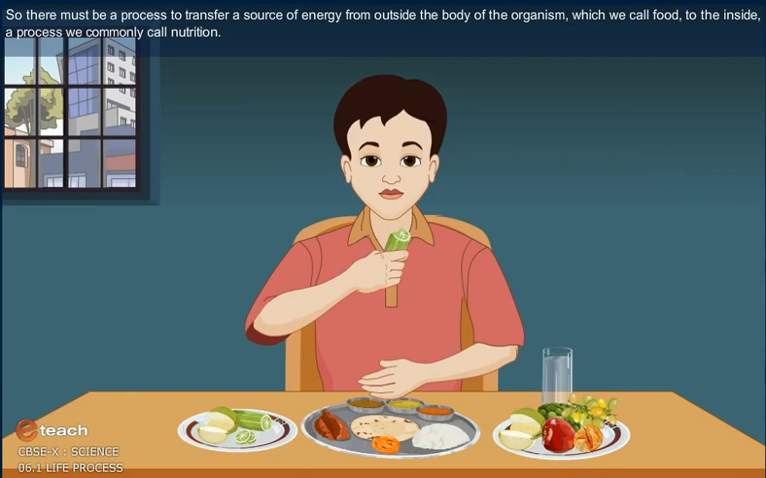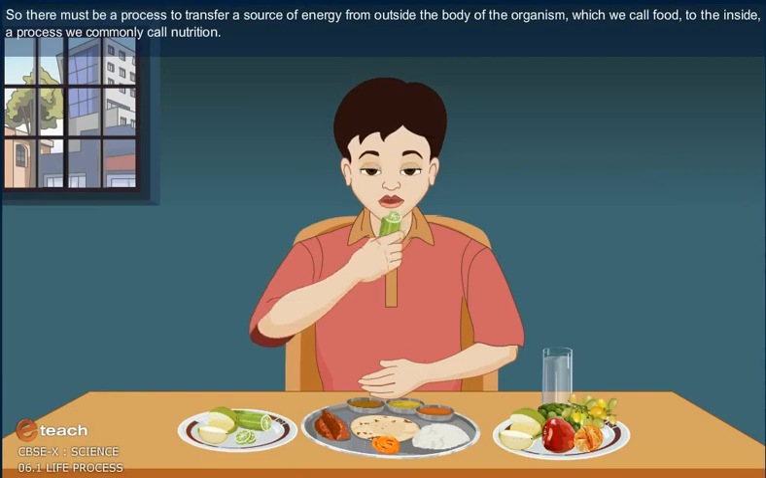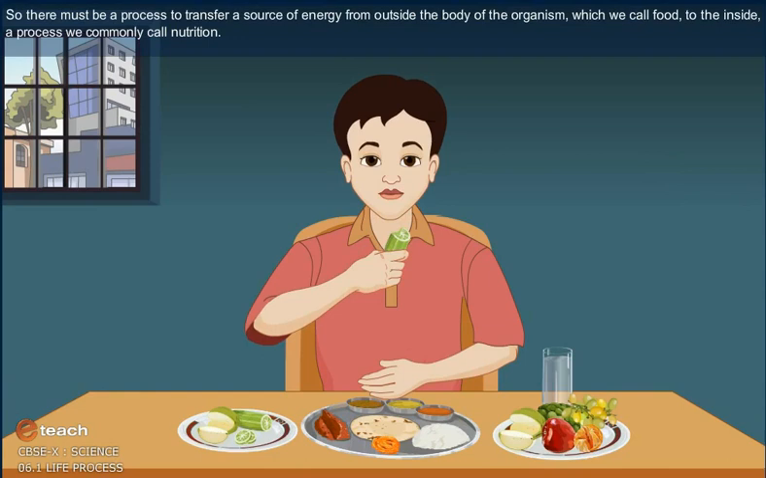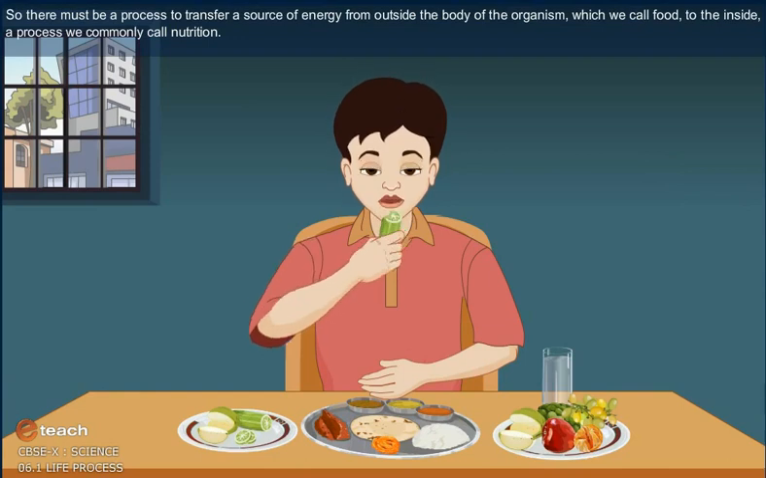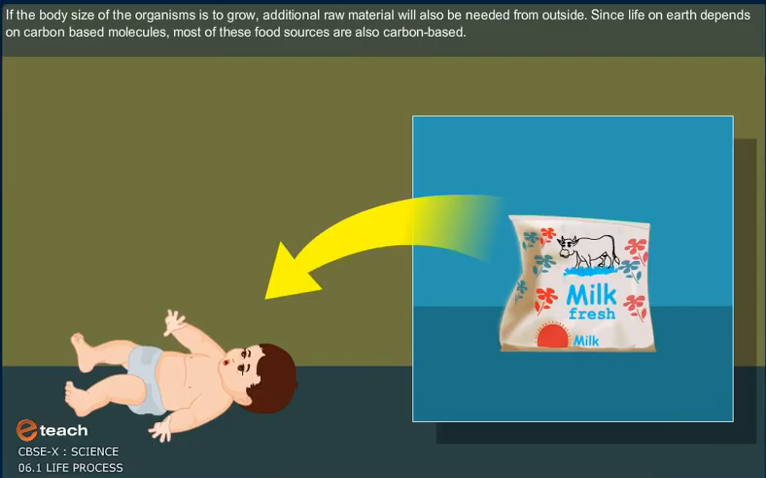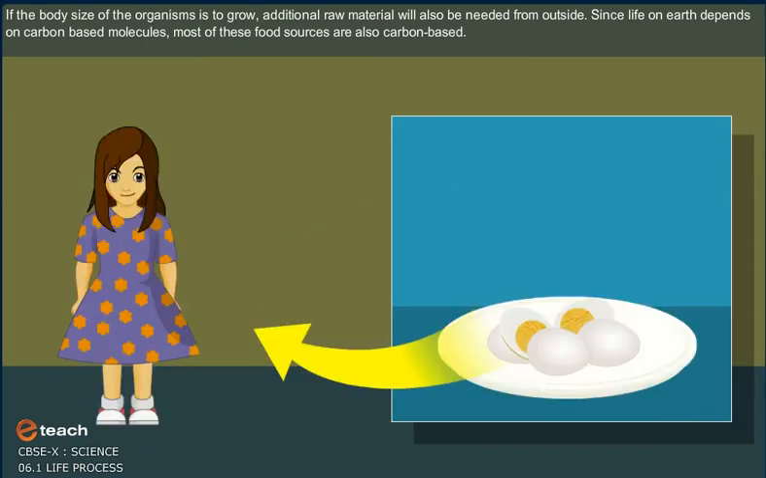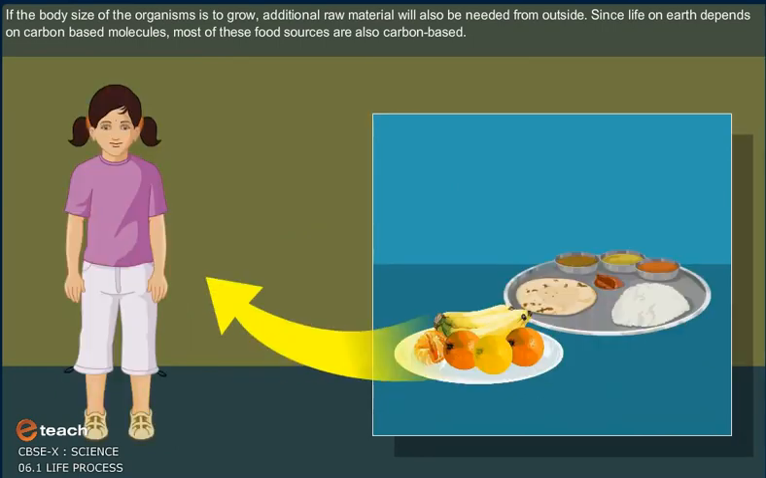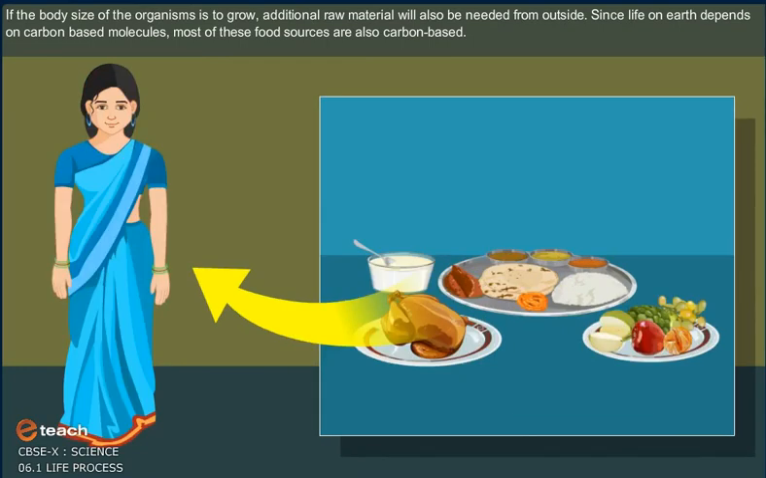So there must be a process to transfer a source of energy from outside the body of the organism, which we call food, to the inside, a process we commonly call nutrition. If the body size of the organism is to grow, additional raw material will also be needed from outside. Since life on Earth depends on carbon-based molecules, most of these food sources are also carbon-based.